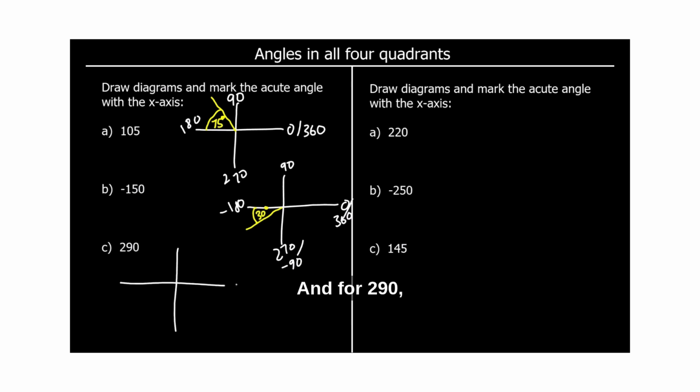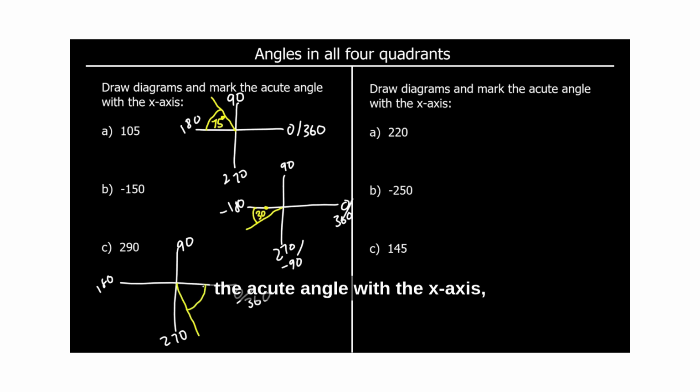And for 290, we've got 0, 90, 180, 270, 360. So 290 will be here. We want this angle, the acute angle with the x-axis. Between 290 and 360 is 70 degrees. Three for you to try. Pause the video and give them a go.